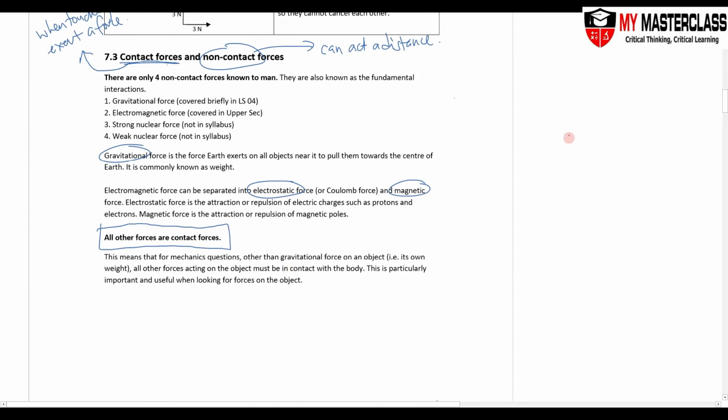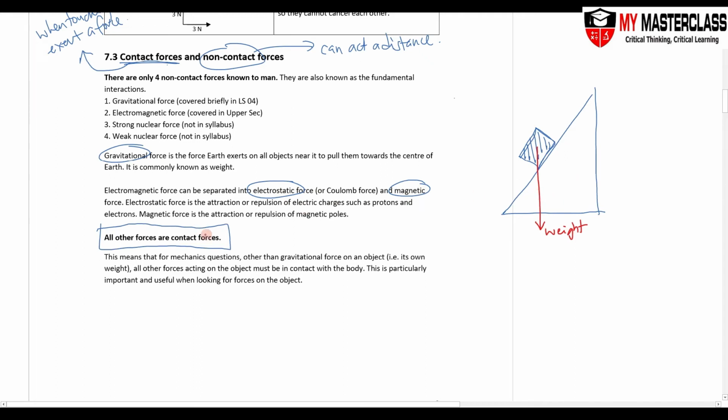Example, let's say that I have an object that is resting on a slope. What is my focus? My focus is this box, and the question wants me to draw all the forces on the object. Always start with weight first, because it is the only non-contact force that you need to concern yourself with. Just as a double check, is there any magnet? Is there any charge around? No. So no electrostatic force, no magnetic force. Now I'm done with the non-contact forces already.